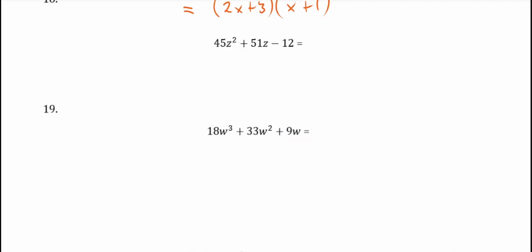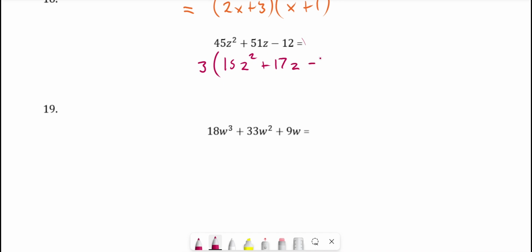Let's see what we can do with the remainder of these. So looking for greatest common factors, I have a 3 that could be pulled out of each one, and that would leave me with 15z squared plus 17z minus 4. 15, 17, and 4 have no common factors, so we continue from here.